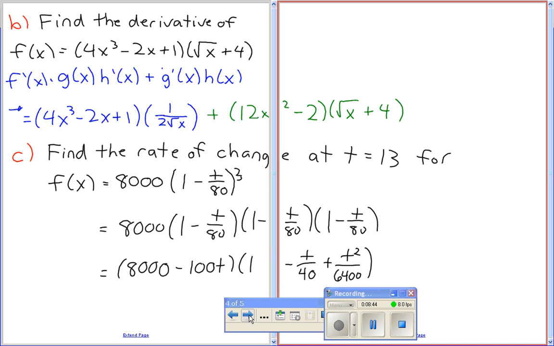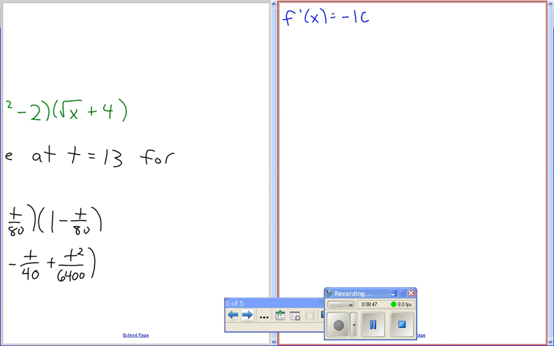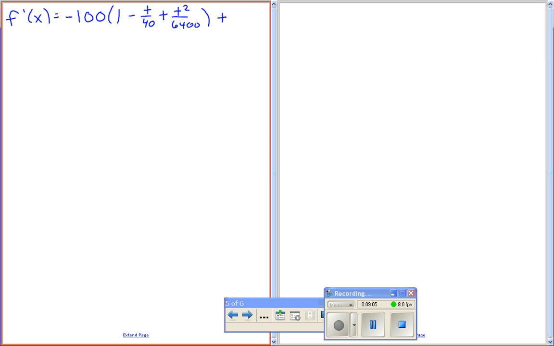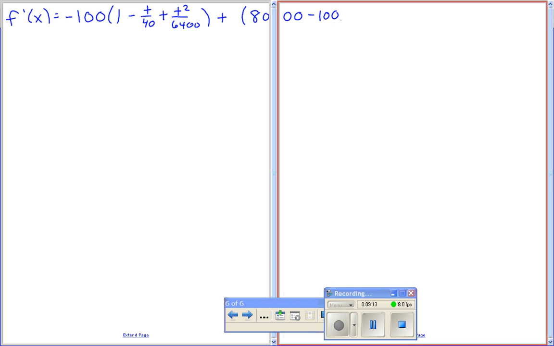Good. So that's just negative 100 times the second bracket, which is, I can't remember what it was. What was it? 1 minus t over 40, t squared over 6,400. Okay, good. And then on the next line, plus 8,000 minus 100t. And I think it's times negative 1 over 40. Yeah. Plus t over 32.